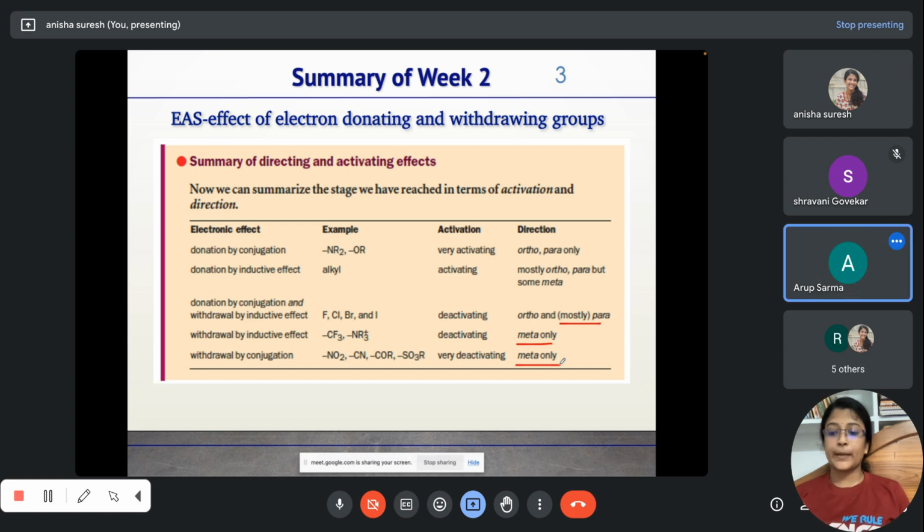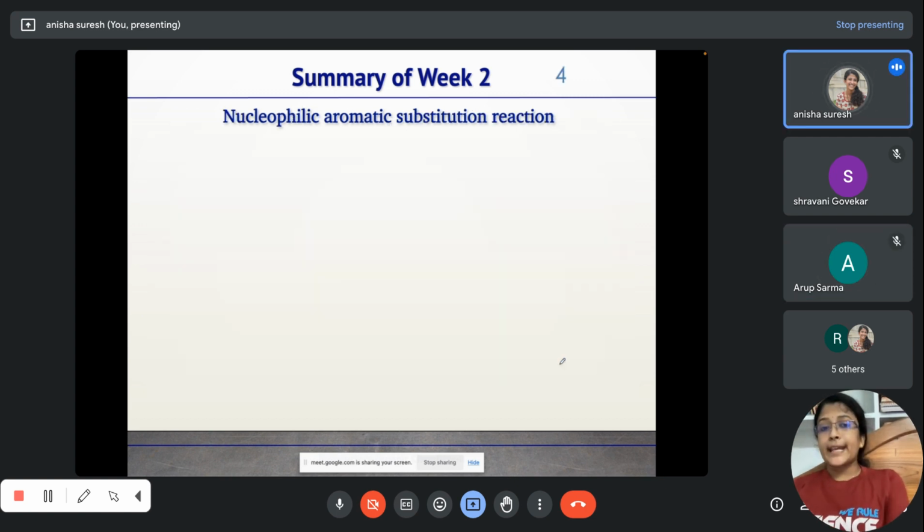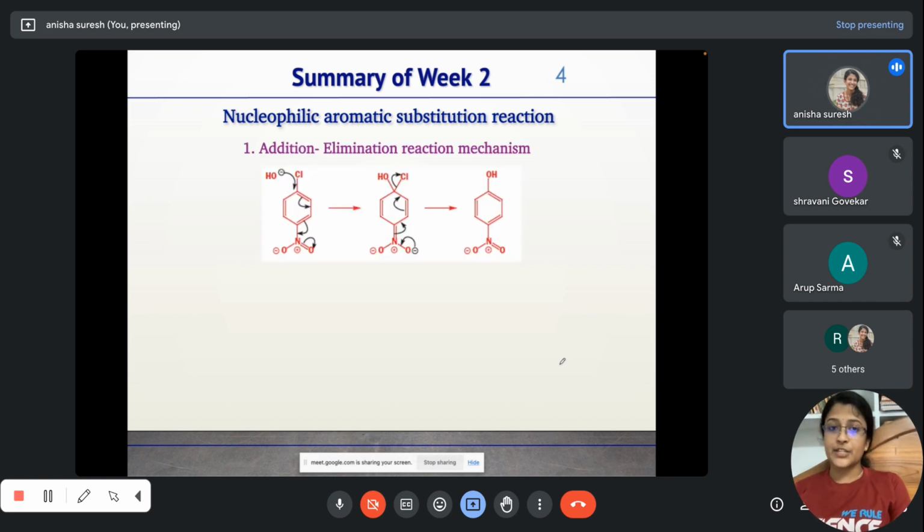Okay. So next what was discussed was nucleophilic aromatic substitution reaction. There were two mechanisms that were discussed. If electron withdrawing groups like nitro groups, cyanide groups, etc. are present, it will undergo addition elimination reaction mechanism. So here a nitro group is present.